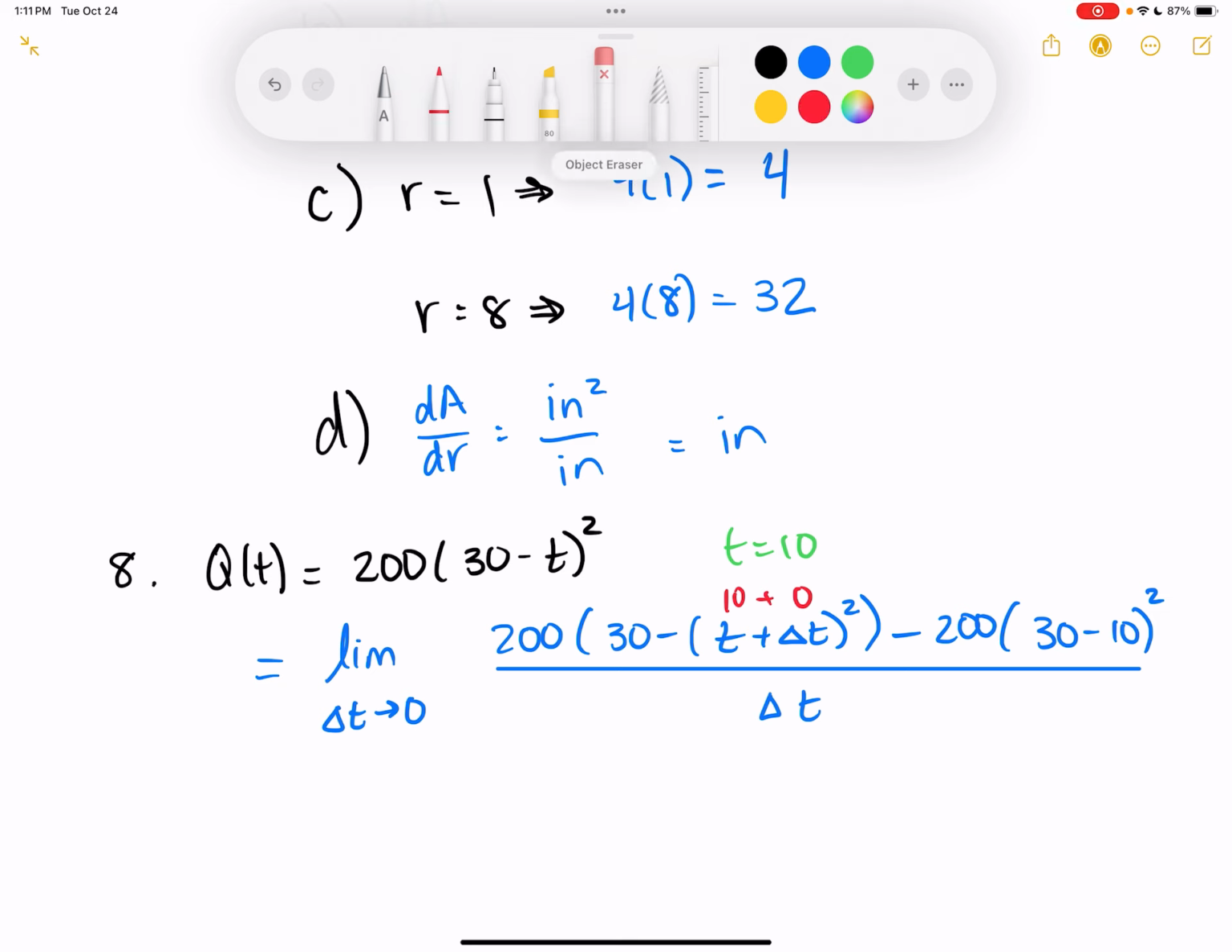Also, I have this squared in the wrong spot. I was like, something isn't right. That squared should be there. Because now I can take a 200 out, and I'm left with 30 minus t and 30 minus t here. Hold on a second.